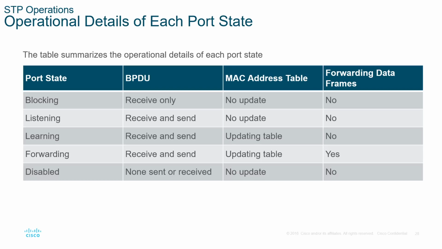We also have the disabled port, which is basically a state that does not allow the port to send or receive BPDUs. It doesn't allow the port to do any MAC address table updates, nor even forward frames. It's basically a state which is determined to be behaving exactly the same way as a blocking state port.